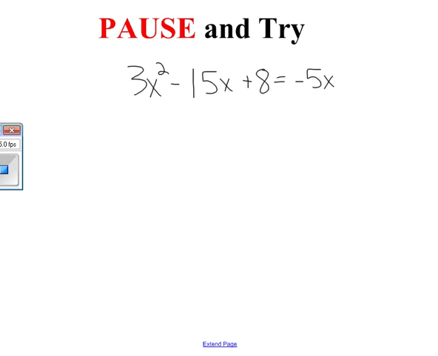So just a reminder, the steps would be: make sure the equation is equal to 0, then factor the equation, and then set each factor equal to 0. And when you solve those new mini equations, those are all of your solutions. So pause and try this. And the solutions should be x equals 4/3 and x equals 2.